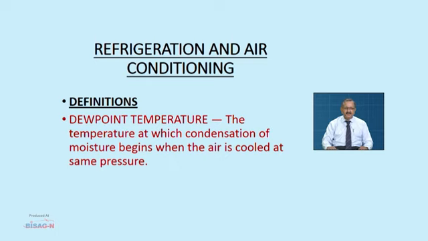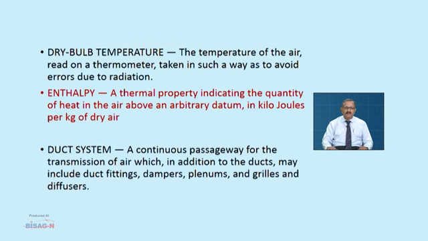Now, let us see what is dew point temperature. The temperature at which condensation of moisture begins when the air is cooled at the same pressure. Dry bulb temperature or DBT: the temperature of air read on the thermometer taken in such a way to avoid errors due to radiation.